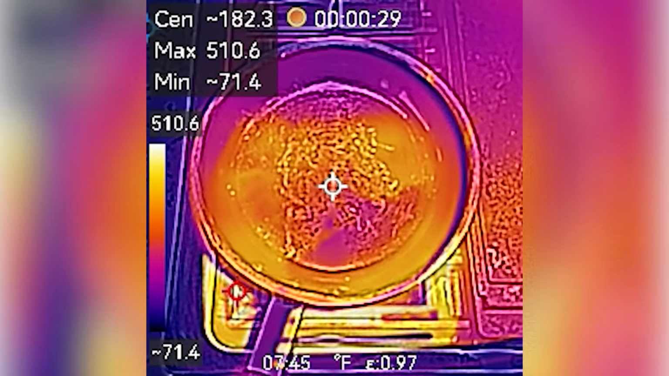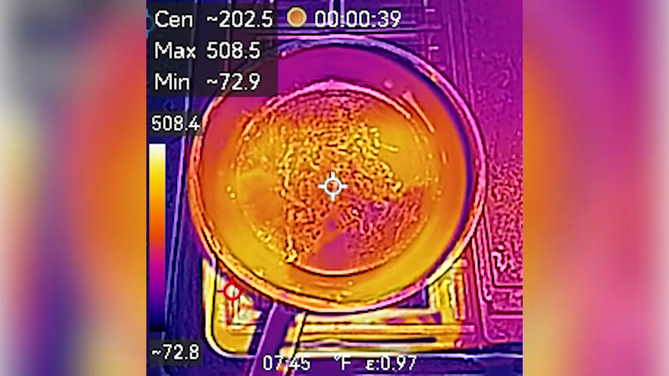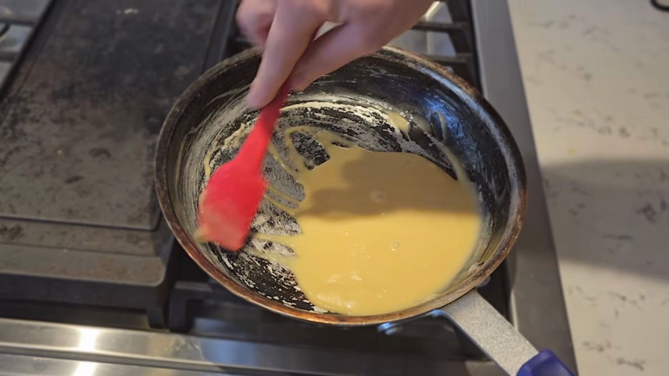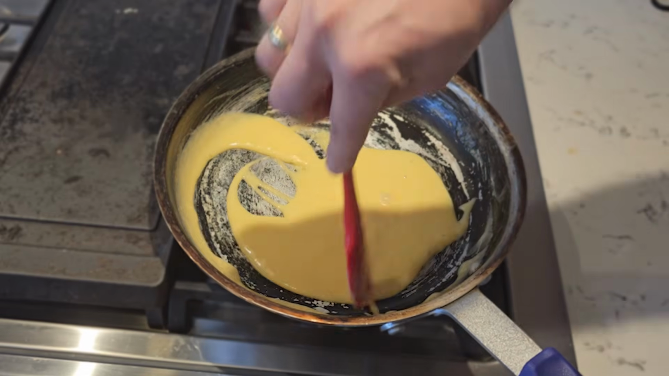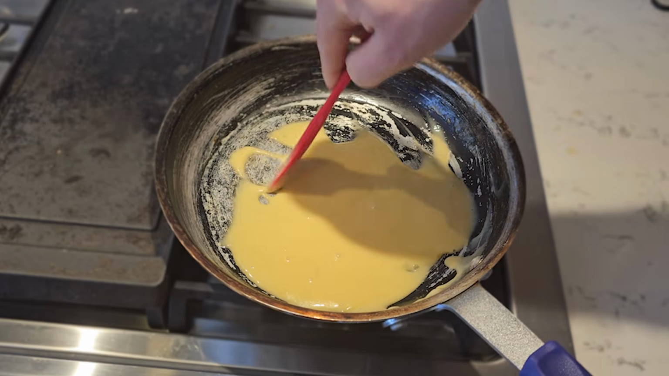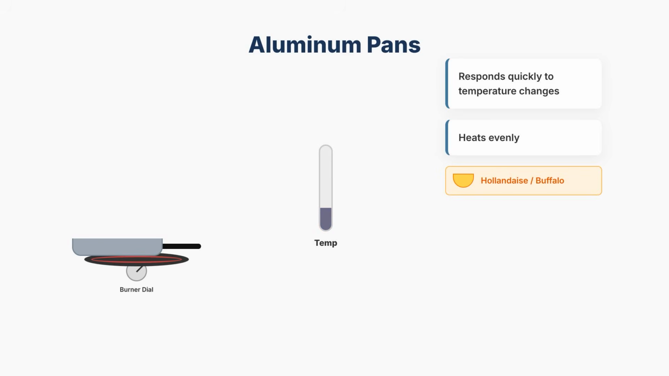So because aluminum responds much more quickly to temperature changes and heats up more evenly, it's good for cooking delicate foods like hollandaise sauce or buffalo sauce with hot sauce and butter. In either case, if you go over 150 degrees Fahrenheit with either of these sauces, the emulsion will break and you'll need to start again, which is not a good thing. So having a pan that responds quickly to temperature adjustments is a huge advantage. You wouldn't want to use a cast iron pan that doesn't respond when you turn the heat down. It would just continue to cook the sauce until the emulsion breaks.